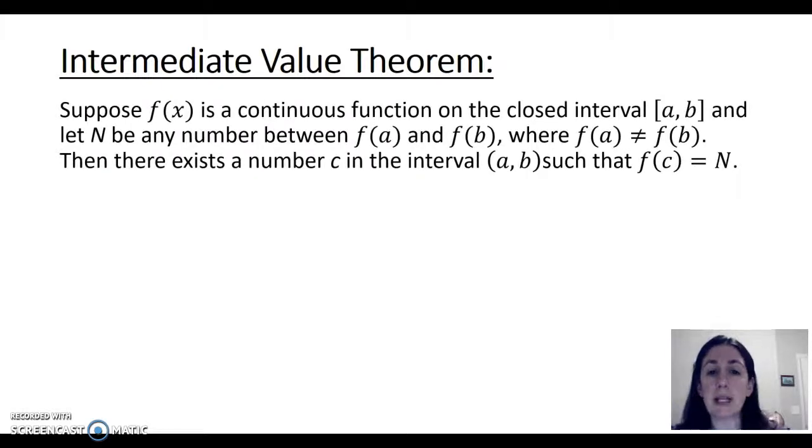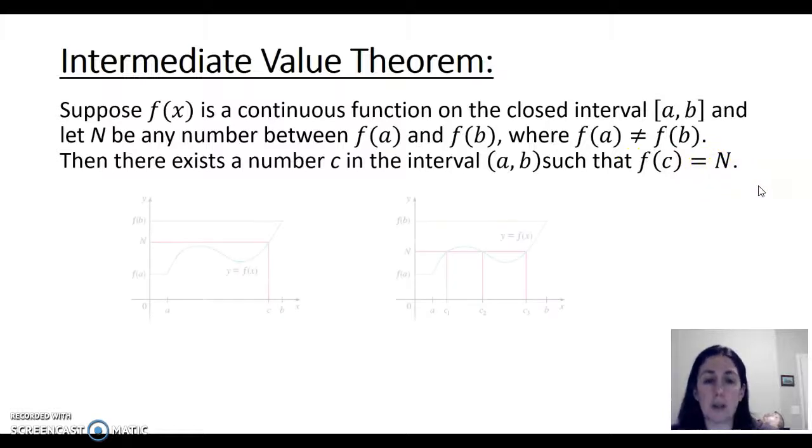If f of x is a continuous function on the closed interval a to b, and n is any number between f of a and f of b, so between this function evaluation, or y, and this function evaluation, or y, so long as f of a is not equal to f of b, if those conditions hold true, then there is a number c in between a and b where the function evaluation at c is equal to n.